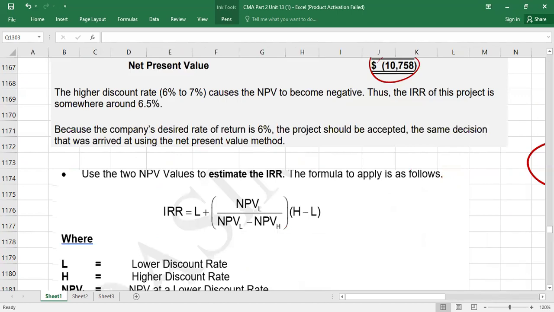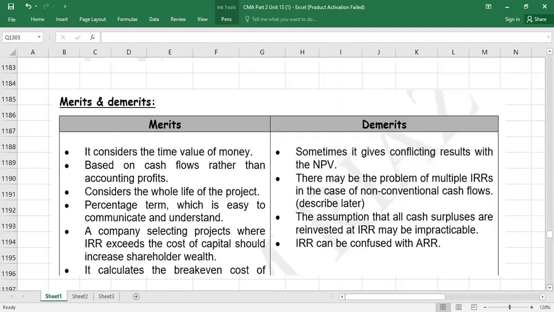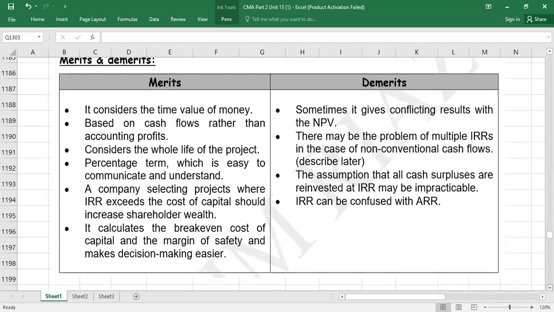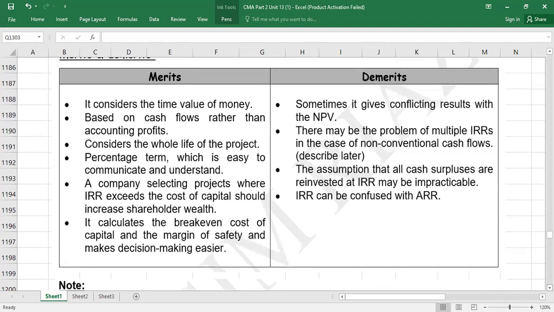Now we have some comparisons, and it's really important. First I will discuss the overall merits of IRR, and then we'll compare with NPV, which we discussed earlier, because sometimes questions are in the form of comparisons. So first, simply, what are the merits of IRR?